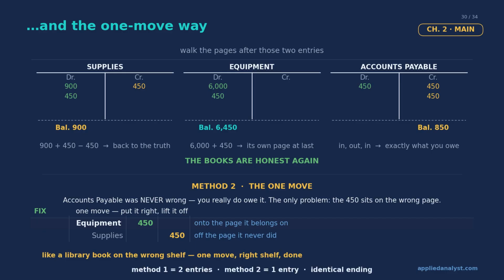Now compare them. Method 1, 2 entries. Method 2, 1 entry. And the ending is identical either way. Supplies $900, equipment $6,450, accounts payable $850. Pick whichever your brain likes best, and never scribble a correction over the top of an entry. The audit trail is sacred. You fix a mistake by writing another entry.